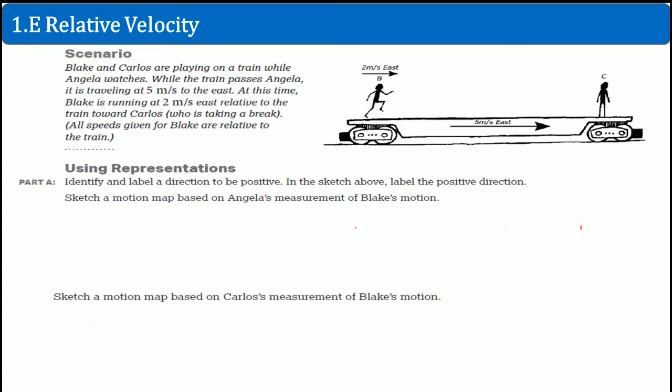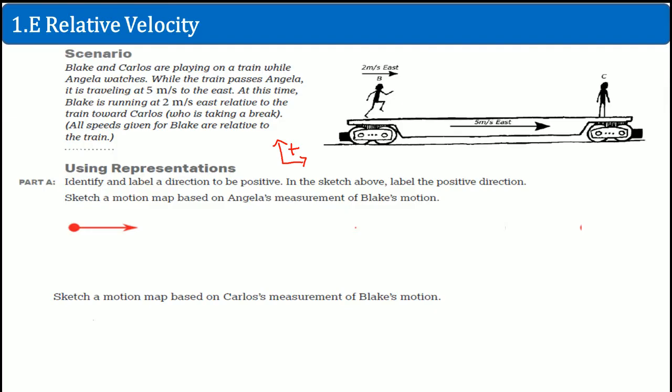Okay, so for part A, you're going to identify and label a direction to be positive in the sketch. In this case, I am going to label positive as going to the right. Right? And anything going up is also positive.